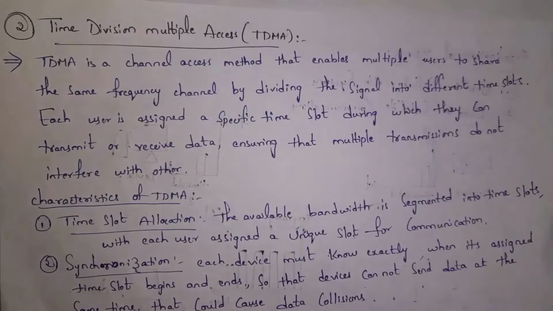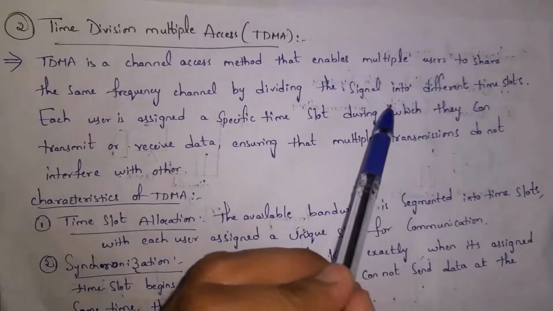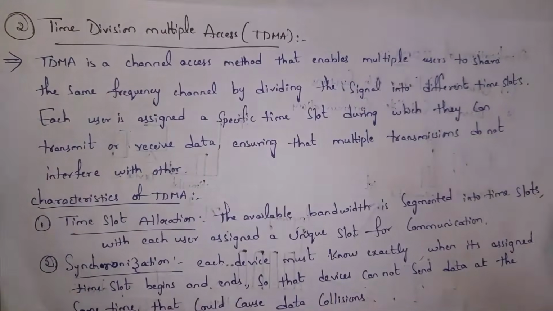Next I will explain what is time division multiple access. Name itself says time division. Instead of dividing entire frequency, here we will divide our entire communication channel into time slots. And each user will get one time slot. And in that particular time slot, user can communicate.